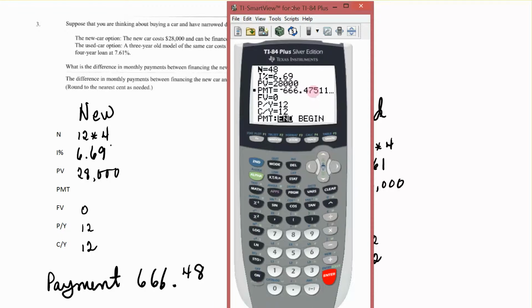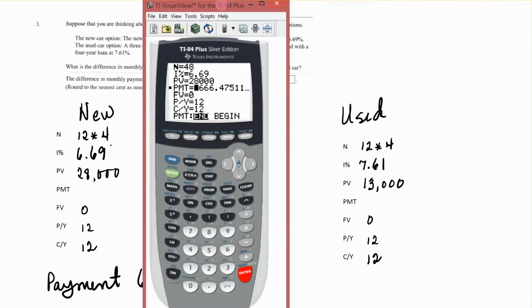All right. Let's change it up. The interest rate changes to 7.61, and the present value changes to $13,000. Go to payment, alpha, enter, and the payment is $314.99.